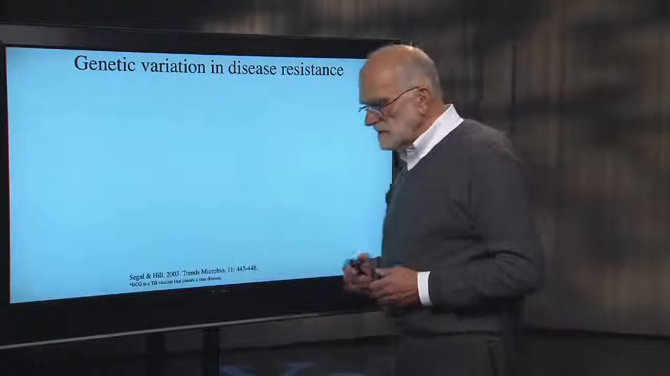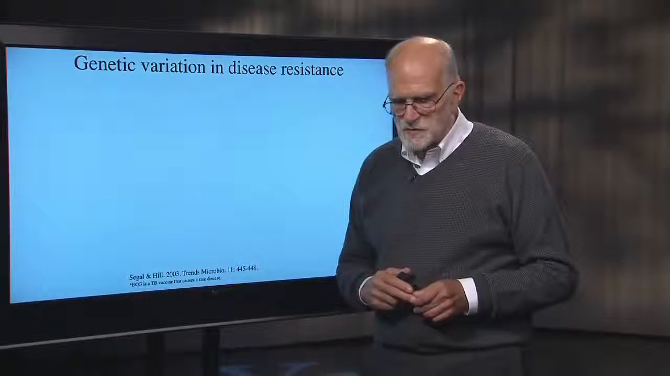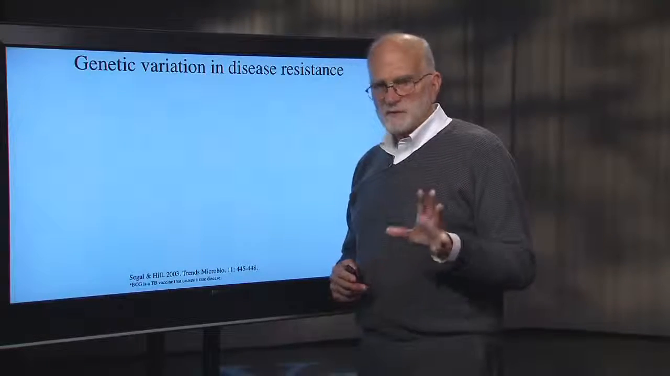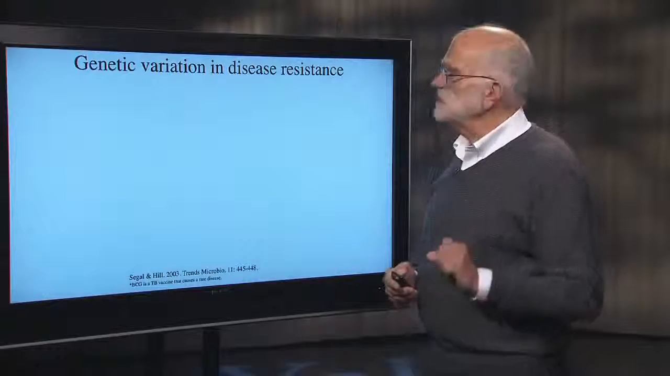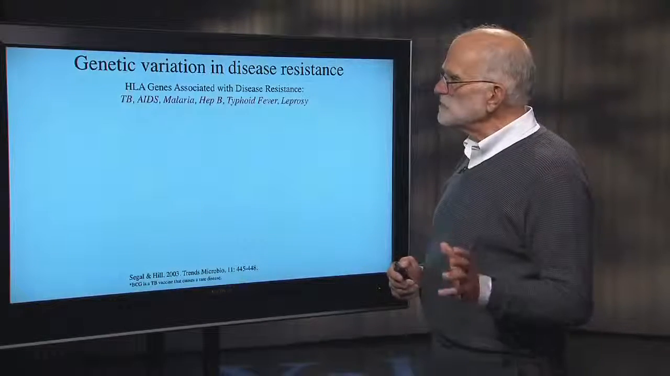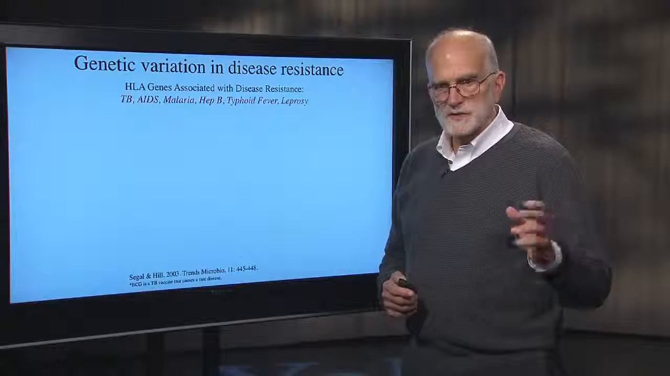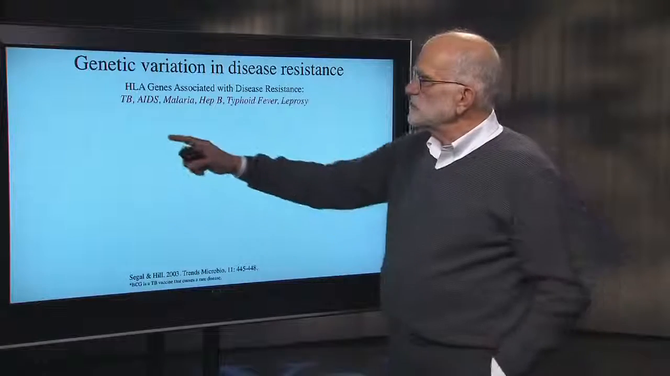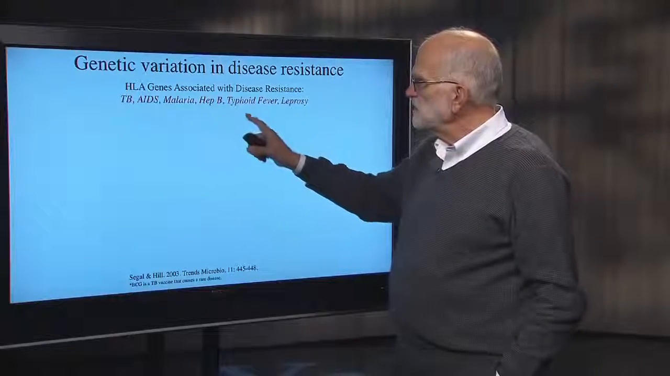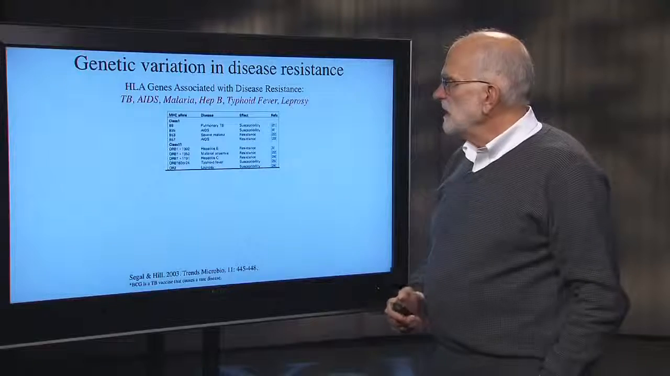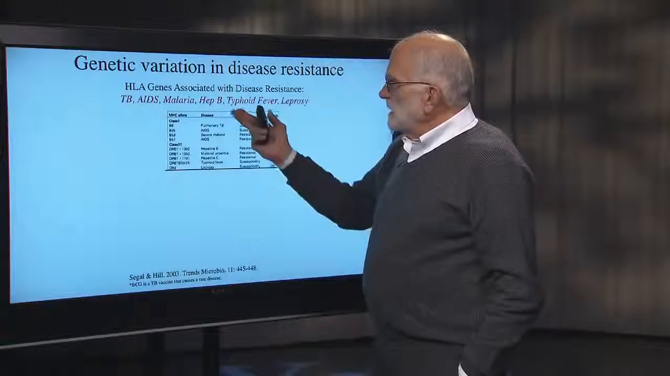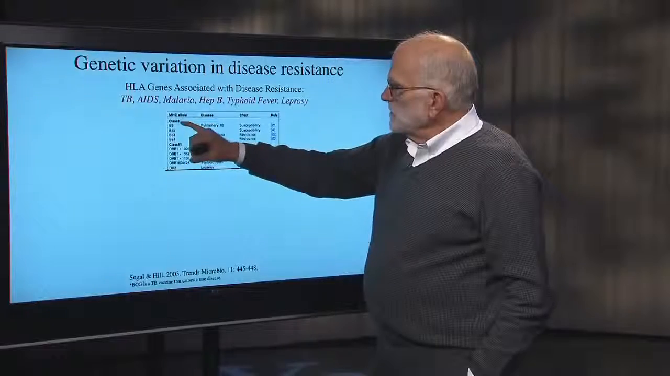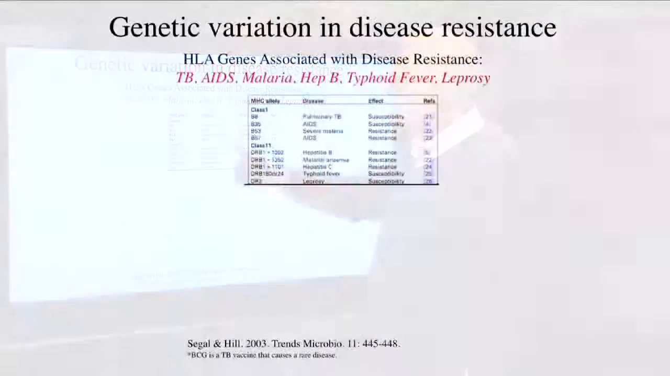Now, let's look a little more in detail at some individual diseases where prior information before GWAS had given us some insight into genetic effects. The first are HLA genes. Those are major histocompatibility complex genes in humans that are associated with resistance to tuberculosis, AIDS, malaria, hepatitis B, typhoid fever, and leprosy. And what we find are particular alleles in the MHC complex that are providing resistance or causing susceptibility to each of these diseases.